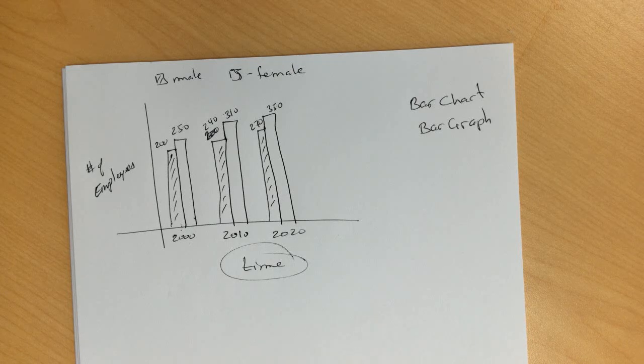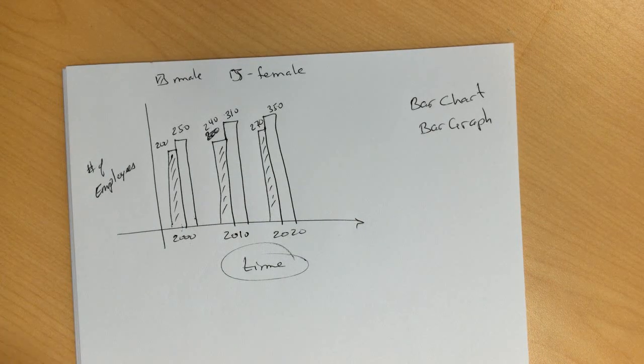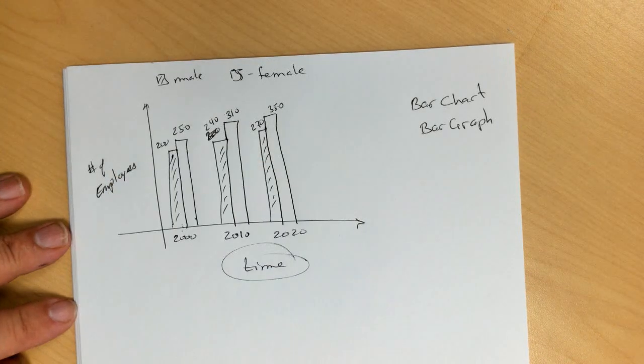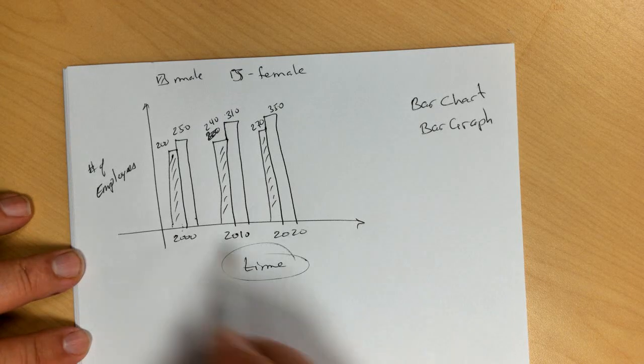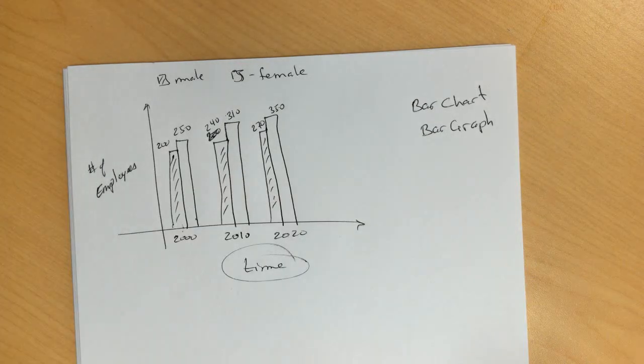Well, no, you can't change time. Time always moves. The number of employees can change, but time can never stop. It always keeps on going. So whatever you have in business always keeps on going. It's the independent variable. It never changes.